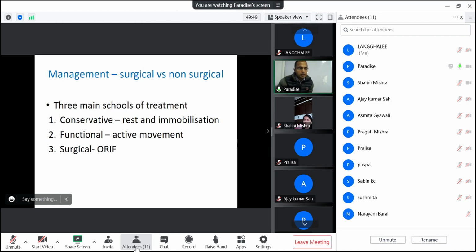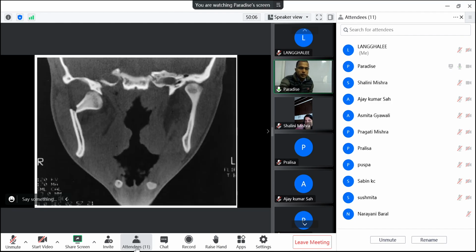Previously, most condylar fractures were treated non-surgically, just IMF. Rest and immobilization were the main principles of treatment, but the scenario has changed now. Nowadays, most condyle fractures are treated surgically, because if you treat the patient non-surgically, if you put the patient in IMF for 2 to 3 weeks and then release it, the patient will have deviation, because on the left side the condyle is normal, on the other side there is no stop on the superior surface.